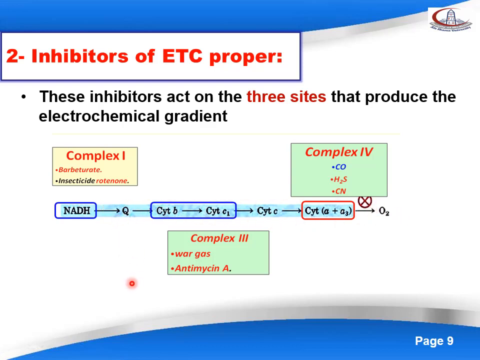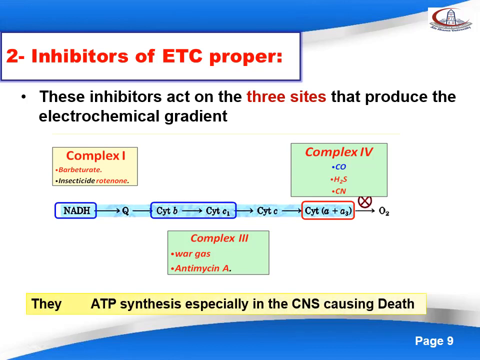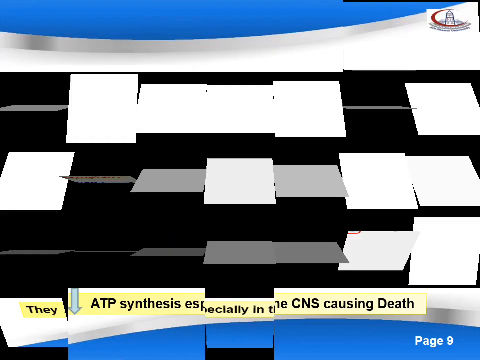So complex 1 inhibition blocks the pathway of oxidation of NADH, but does not inhibit the oxidation of FADH2. However, if I use complex 3 and complex 4, this inhibits the common pathways of oxidation, and no ATP will be produced from oxidative phosphorylation. They synthesize ATP, especially in the CNS, causing this. Inhibited.